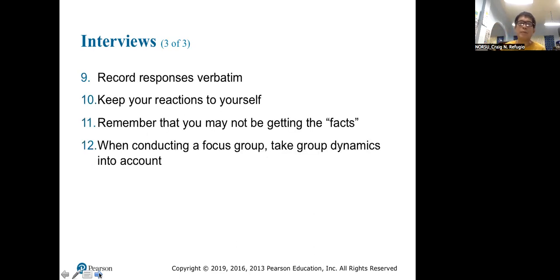Record responses verbatim. So you should record responses verbatim. That's why in an interview, you are going to record. You are going to ask the permission that you are going to record the interview.